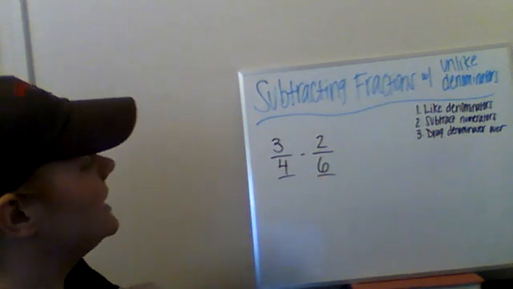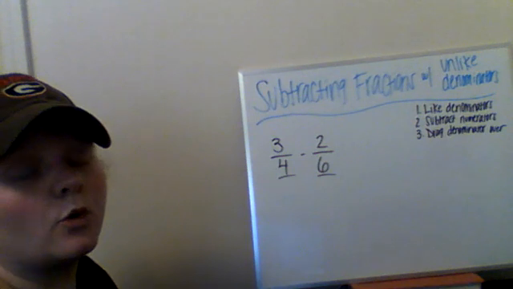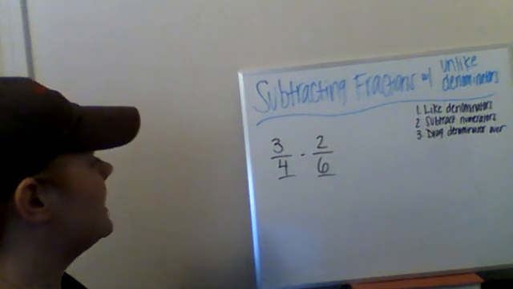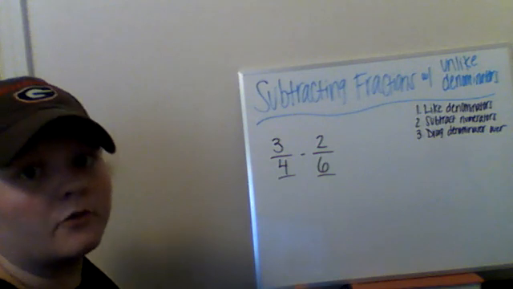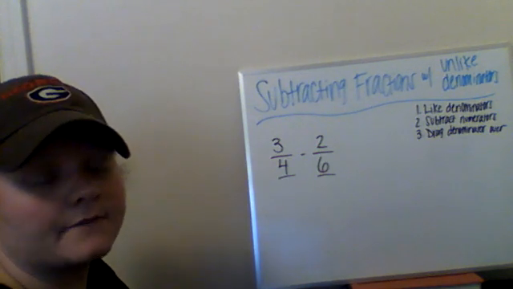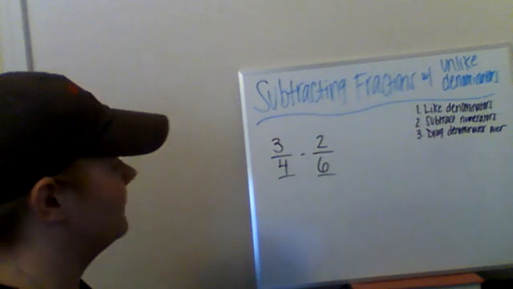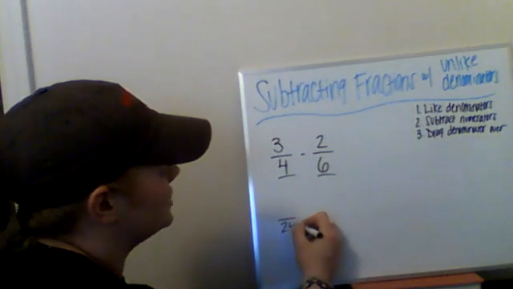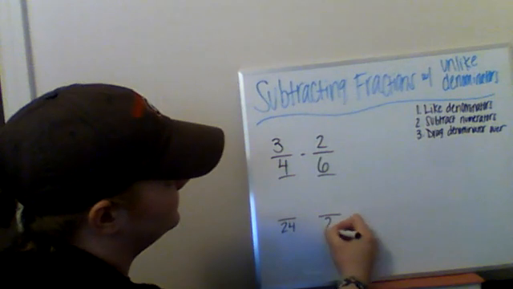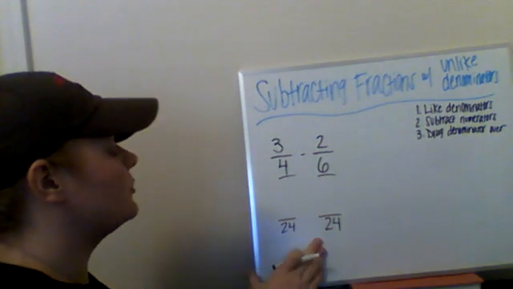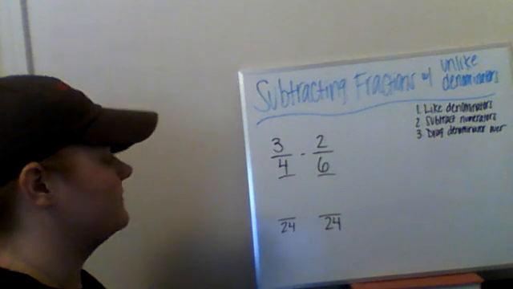Okay? So what I need to do is come up with the multiple that both 4 and 6 share. Okay? So the way you do that is just coming up with a number that both numbers share. And when I look at 4 and 6, the first number I think of is 24. So my new denominator I'm going to have with both of these fractions is 24ths. Okay? Because that is the first multiple that both of these numbers share, all right?